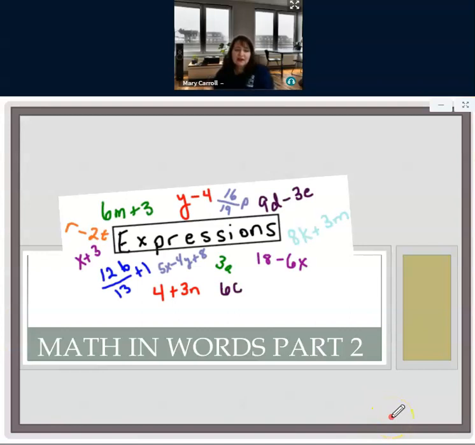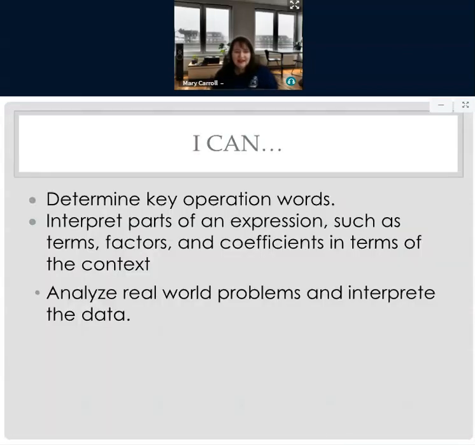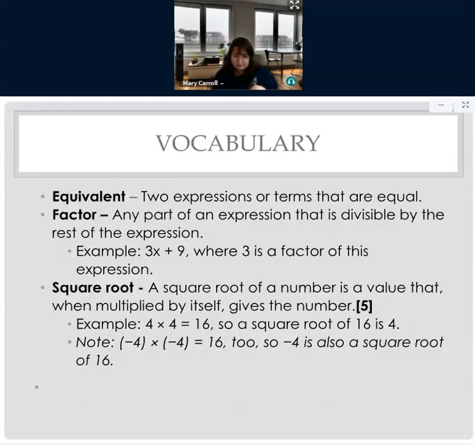Okay, so we're going to be talking about part 2. We did part 1 in lesson 4, but now we're going to go into a little more detail about word problems. And we're going to determine key operation words, interpret parts of an expression such as terms, factors, and coefficients in context, analyze some real-world problems, and interpret the data.